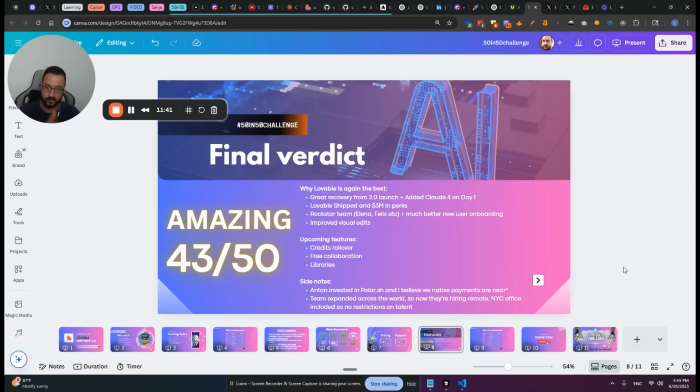And with rollovers and collaboration, I can jump in and help somebody without them having to pay for a higher monthly fee if I've got to debug for them. That's massive. That's really massive.